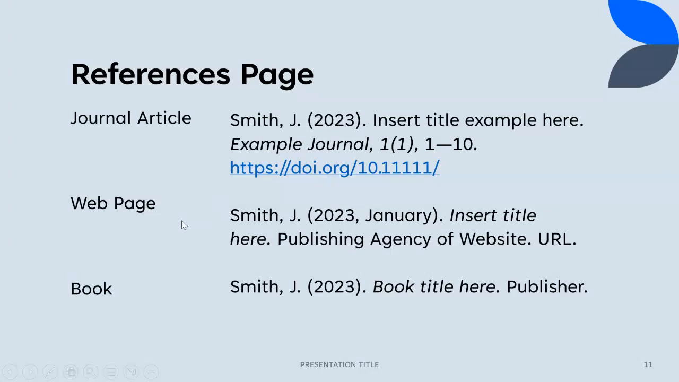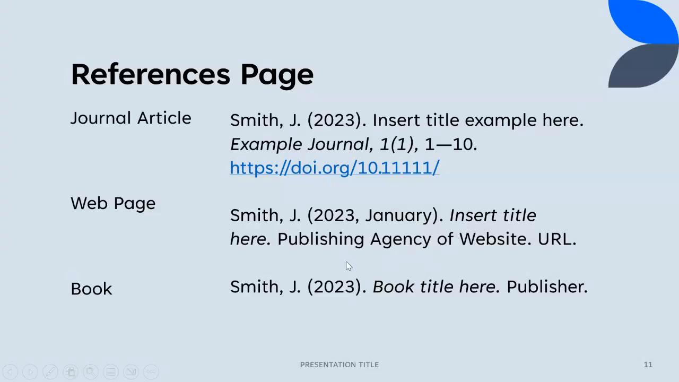Next, we have a web page. It's almost the exact same information. Here we're being a little bit more specific with the date. I believe that's just because for sources that are more volatile, more subject to change, APA wants that additional information if you have it. So this could be like January 14th or whatever if we have that information. In this case, the title of the web page is italicized, so it's kind of backwards from the journal article.